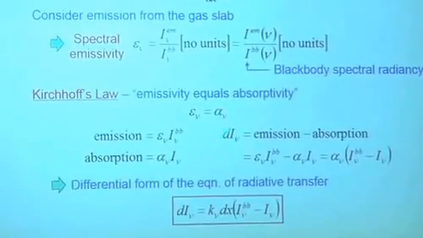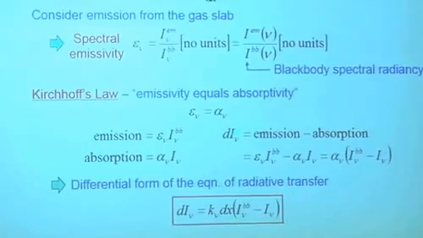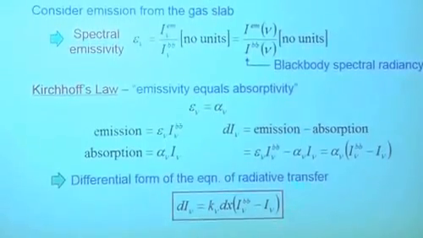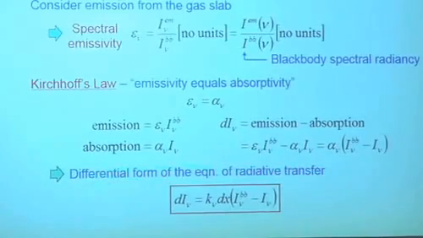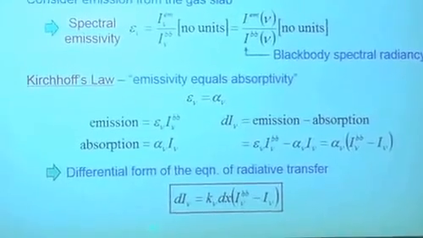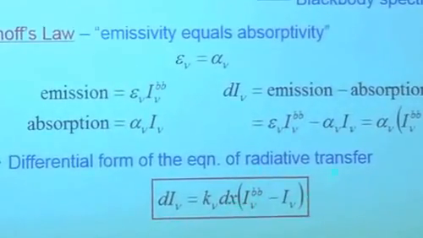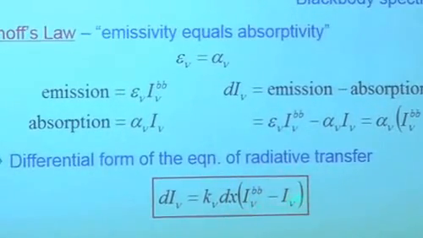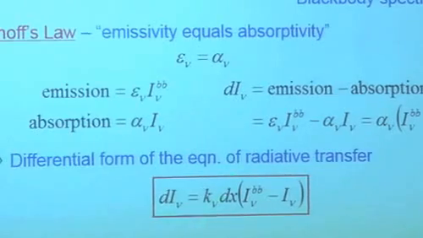If we put those together to evaluate dI as the difference between the emission and the absorption, we derive this simple relationship, important enough that I put it in a red box. It's known as the differential form of the equation of radiative transfer. It says the incremental increment in intensity at frequency nu is proportional to the difference between the black body emission and the local intensity, and the spectral absorption coefficient. So all of a sudden, I don't have emissivity or absorptivity anymore. I've got this relationship in terms of K.